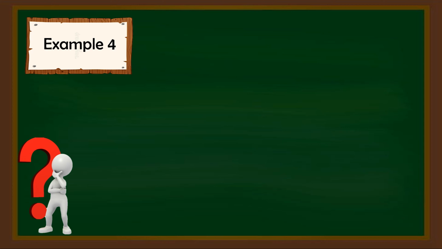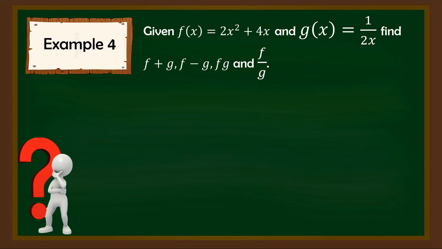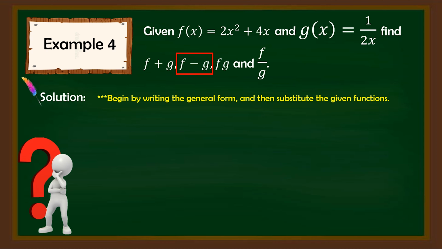Consider example number 4. Given f of x is equal to 2x squared plus 4x and g of x is equal to 1 over 2x. Find f plus g, f minus g, f times g, and f divided by g. In this example, we will find the difference of the two functions. For our solution, begin by writing the general form and then substitute the given functions.